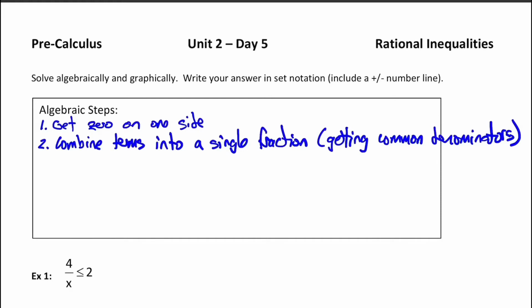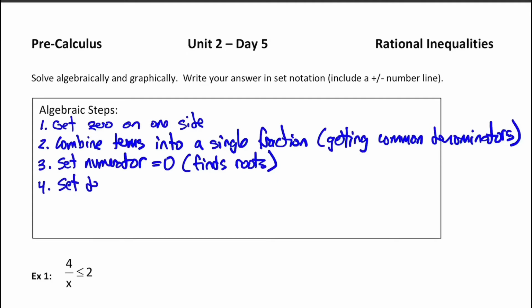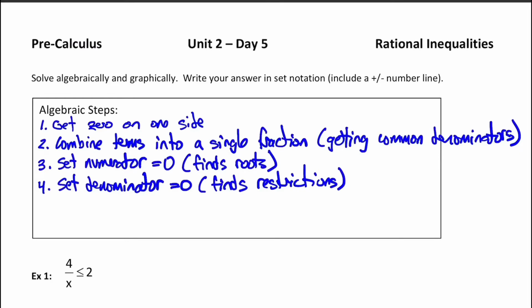Okay, so once you've done that, you've got a single fraction. We're going to set the numerator equal to 0. And that's going to get you your roots. After that, you're going to set the denominator equal to 0. And that's going to get your restrictions. Restrictions on your domain, so places where the function does not exist.